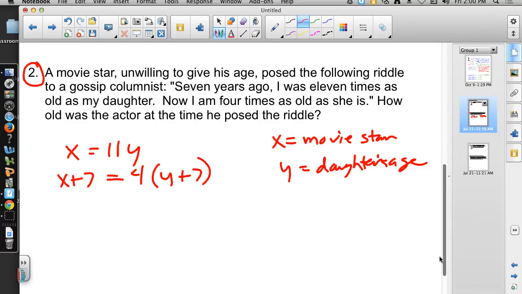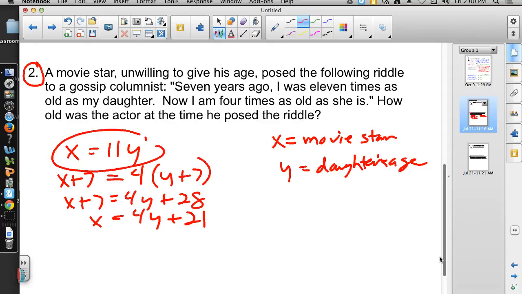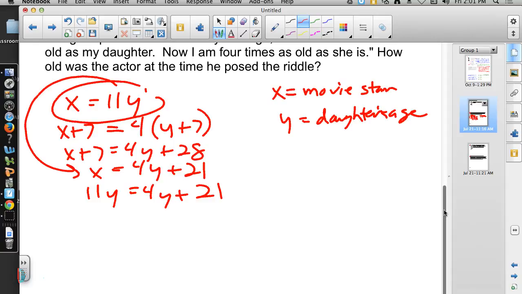So let's simplify this bottom equation. x plus 7 equals 4y plus 28. So x will equal 4y plus 21. And now I'm going to use some substitution because x equals 11y. So wherever I see an x, I can put 11y. But notice I'm going to be finding the daughter's age, so then I'll need to work backwards. This is just a little nicer math than doing it the other way.